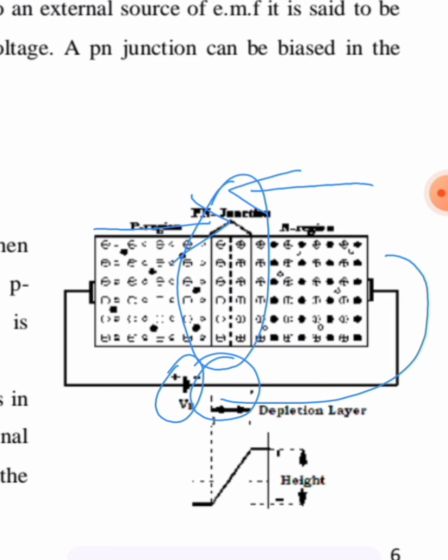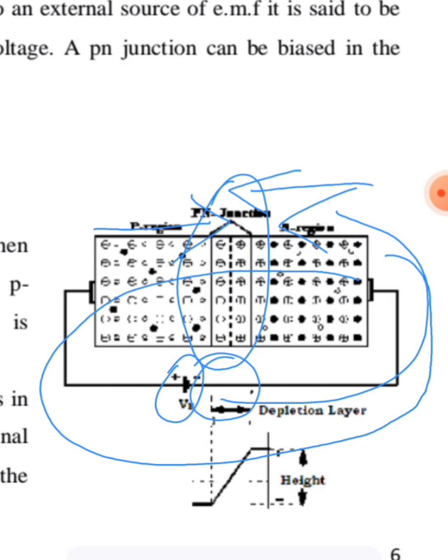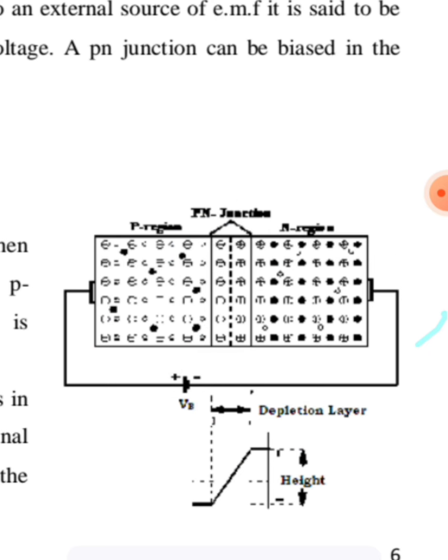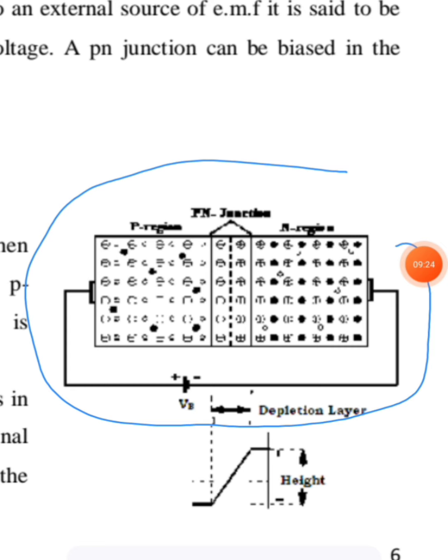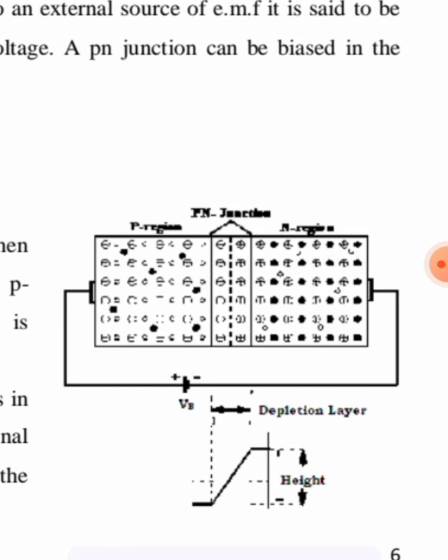And because of this movement, the width of the depletion region starts decreasing. At some point of time, the depletion region will be completely eliminated and electrons can easily flow from the N region to the P region and through the source back to the N region. That is, current can easily flow in this direction. That is, the electrons will easily flow in this direction. Since the electrons are flowing in this direction, the conventional current is flowing in the opposite direction. Conventional current direction is opposite to that of the electron flow.